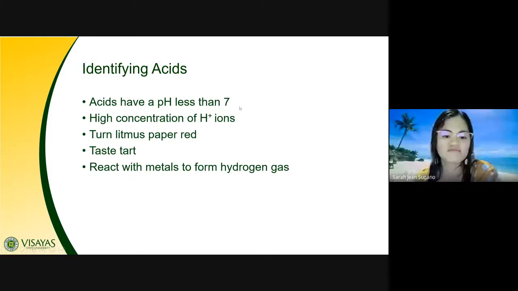of tart. So for example, you are tasting calamansi juice. So there is citric acid there, okay, or vitamin C. Okay, so it reacts with metal to form hydrogen gas.